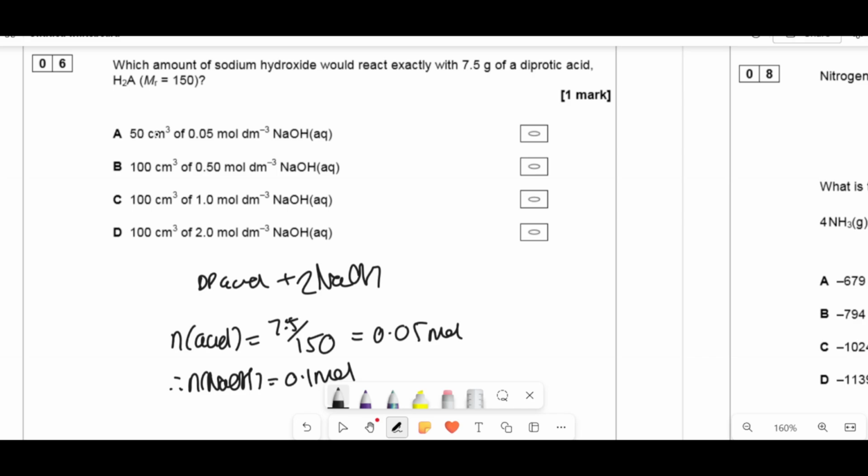So what you do is you do 50 over 1,000 times 0.05, that first one is a no. Then you would do 100 divided by 1,000 times 0.5. If you do that, that is also a no. Then you would do 100 divided by 1,000 times 1, and that is indeed a yes. So the answer is C.